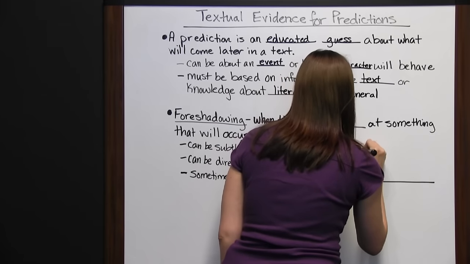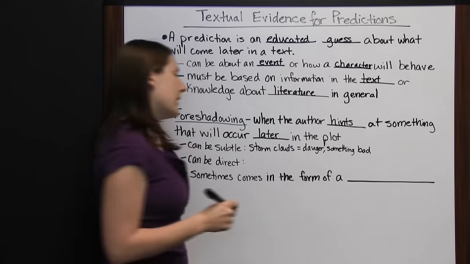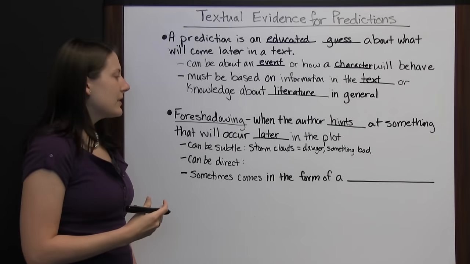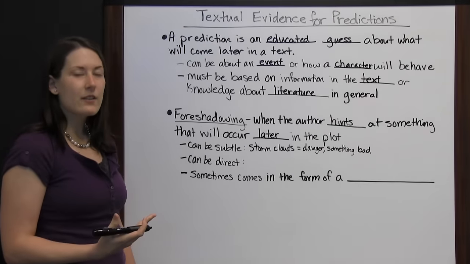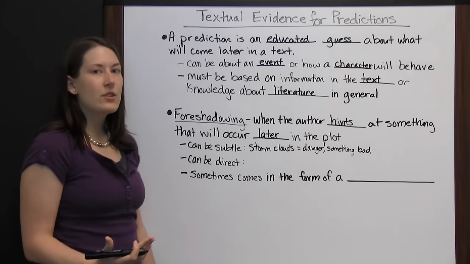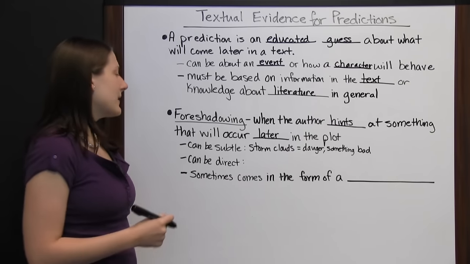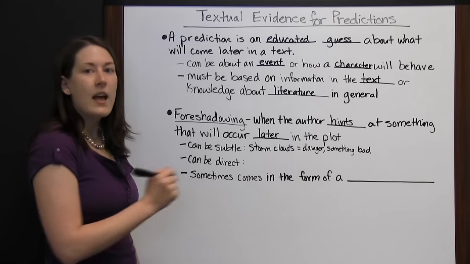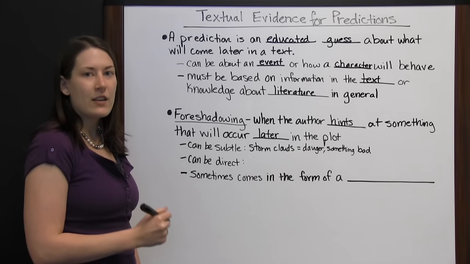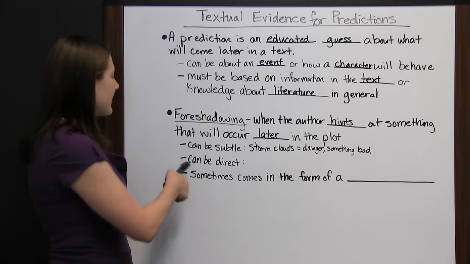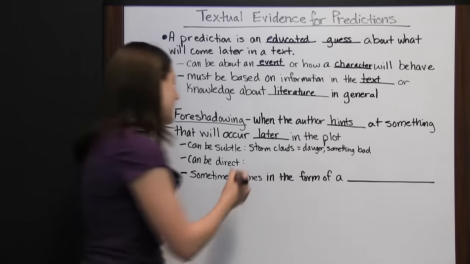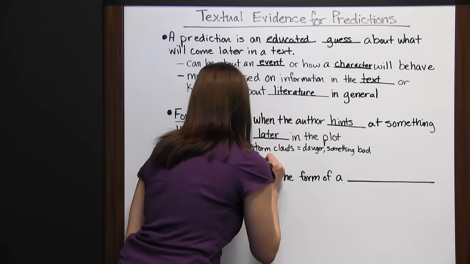So if you have a character who is going through a tough time and then they see storm clouds on the horizon, or someone mentions a storm might be coming, then that may be the author's way of hinting that something bad is coming or danger is approaching. However, sometimes foreshadowing could be more direct, as in Romeo and Juliet.